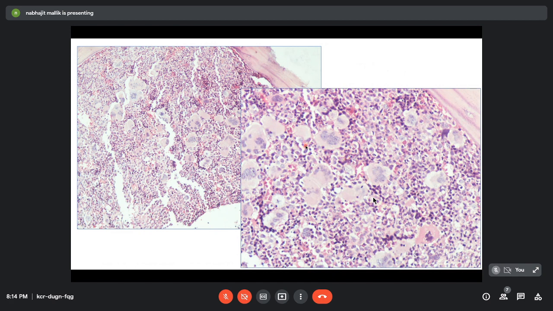Other than that, we can also see that there is a lot of dissimilarity in the morphology of the megakaryocytes. We have some very large and hyperlobated megakaryocytes. We have some very small megakaryocytes and normal sized megakaryocytes as well.